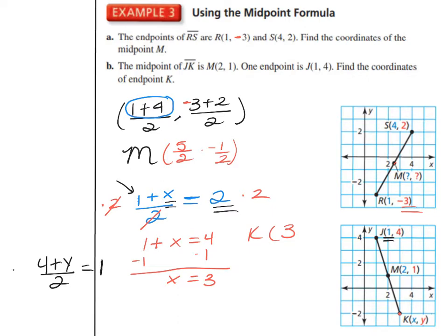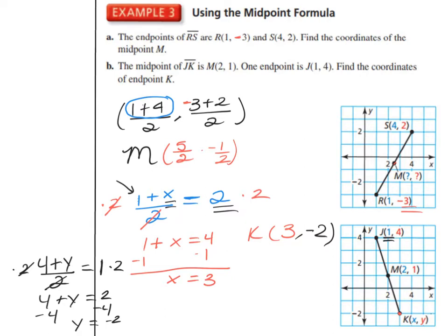Then I'm going to multiply both sides by 2. Cancel those out. 4 plus y equals 2. Subtract 4, subtract 4, and then I get y equals negative 2. And that makes sense. All right, that was a little bit more complicated, yes? Do you have questions on that?